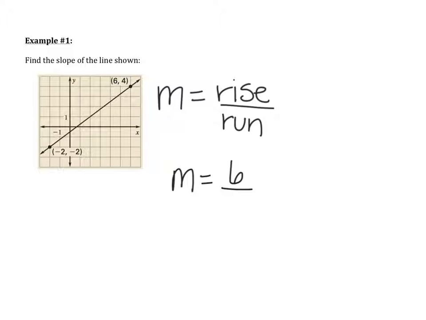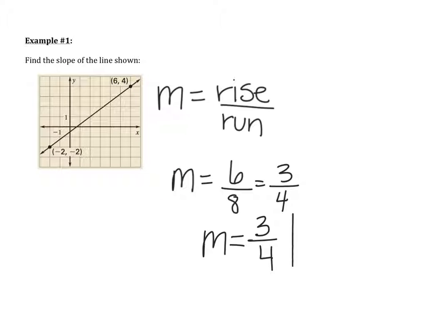If I had gone to the left 8 units, that would have been negative. So my run is 8. So now my slope is 6 over 8. Of course, I need to write this in lowest terms. The biggest number that goes into 6 that also goes into 8 is 2. 6 divided by 2 is 3, and 8 divided by 2 is 4. So my final answer for the slope is m equals 3/4. Again, if I'm given the graph, just count rise over run.